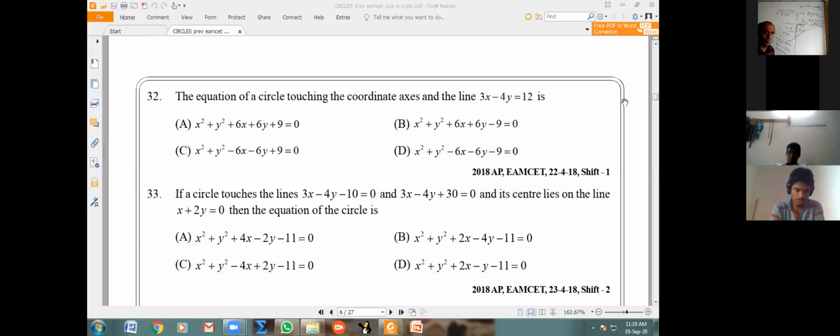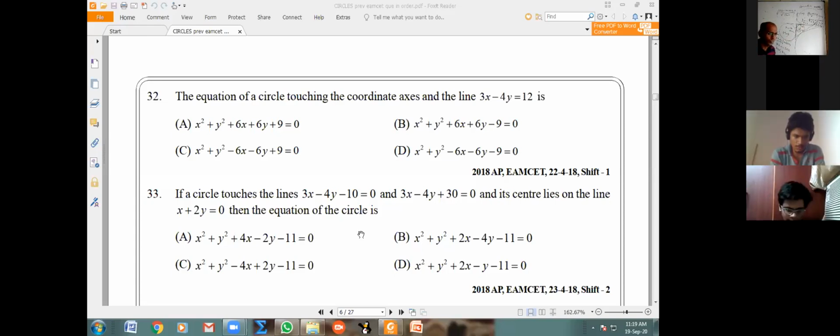Okay. Any doubt about 33? 33, do you notice that there are two parallel lines? Okay. Then it is very, very easy, right?